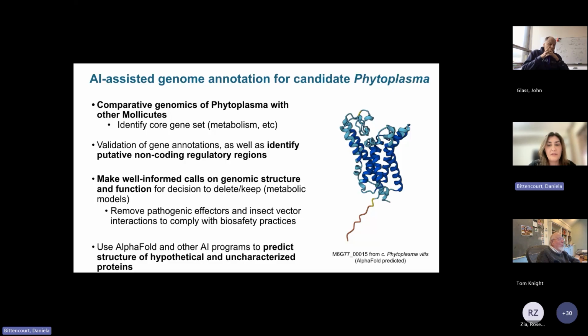And of course, together with metabolic models, this will allow us to make well-informed calls on genome structure and function, deciding which genes we have to keep or delete. So this approach will help us to design a genome that is minimal, functional, and of course, compliant with biosafety standards. It has to be non-pathogenic at all for plants. Actually, you want to build something that actually helps plants and is functional inside the plants.